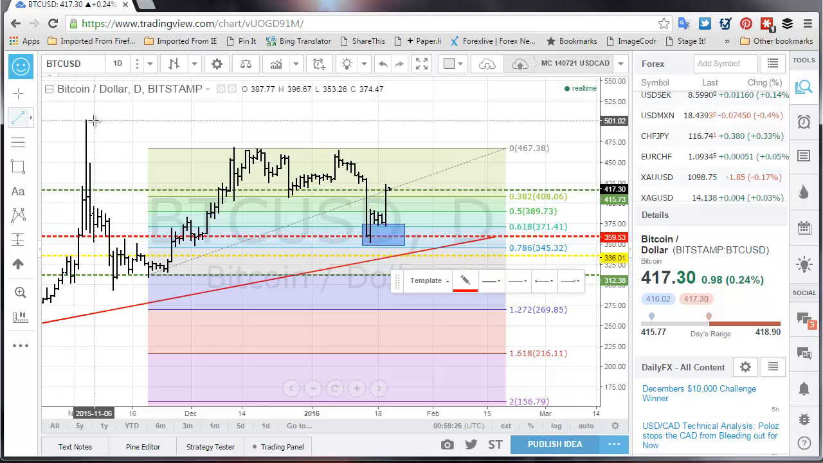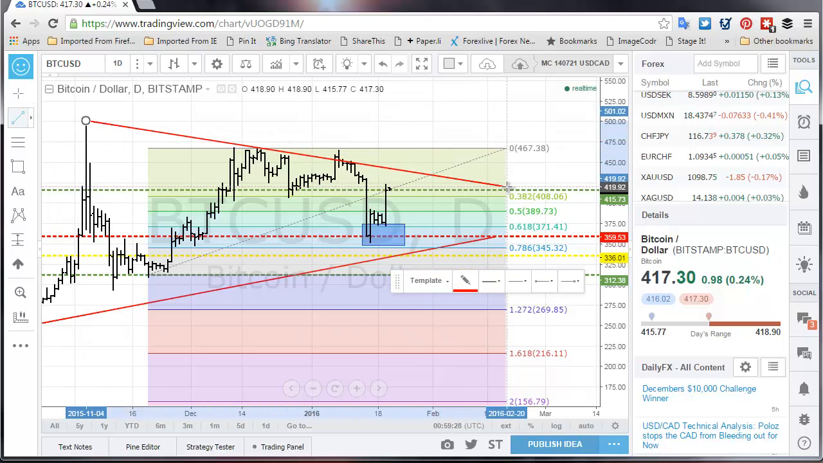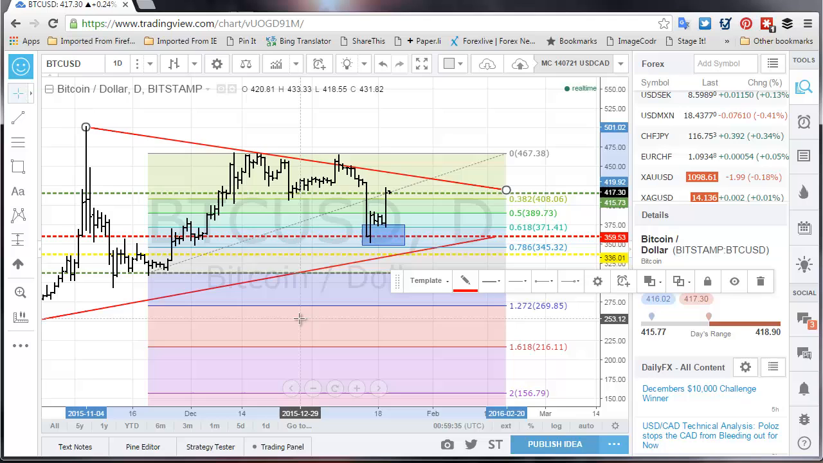If I draw a line in here from that top through there, we'll see that we are actually sitting in the middle of a triangle.